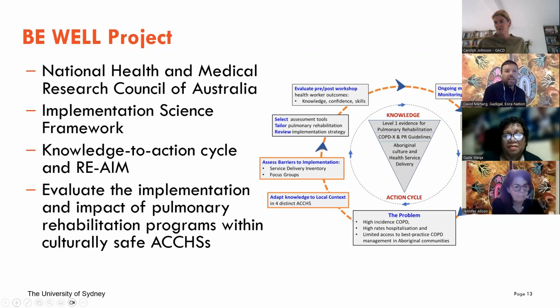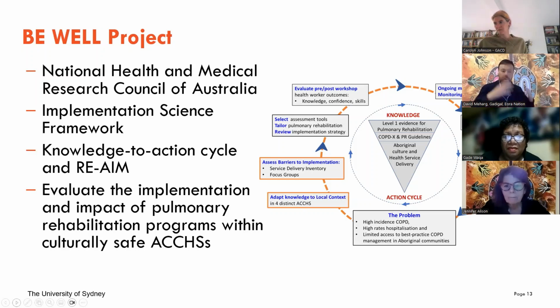The Be Well project is funded through the National Health and Medical Research Council of Australia through the Global Alliance of Chronic Diseases. The implementation science frameworks that it uses are the RE-AIM framework, which Paul Vicky mentioned, as well as the framework that's in front of you, which is the knowledge to action cycle. The cycle itself, if you look at the centre of the diagram, talks about existing knowledges. So we know that we've got first level knowledge about how to deliver pulmonary rehabilitation for mainstream Australia.